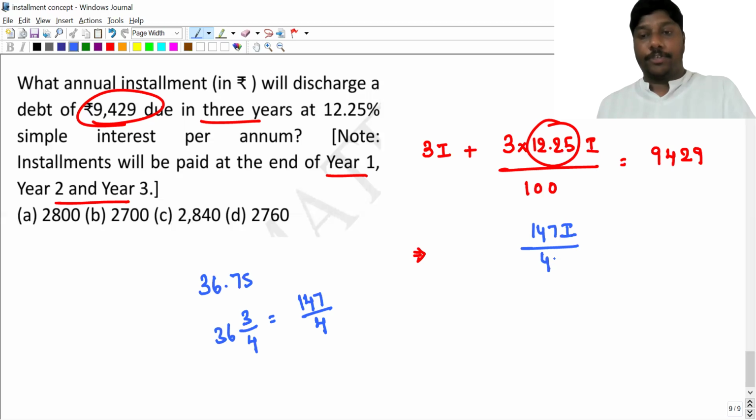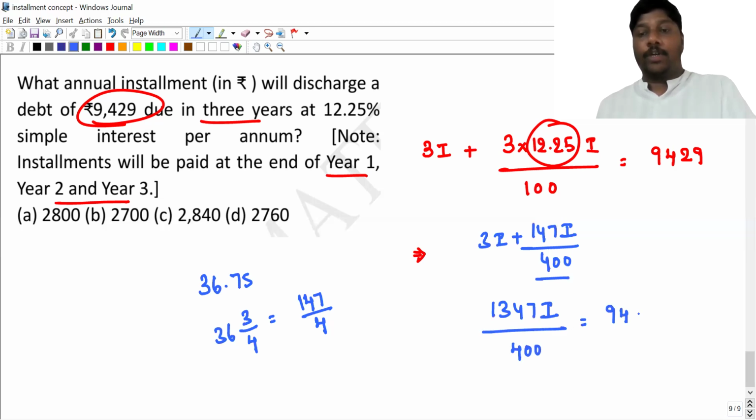147i/400 అని కూడా రాసుకోవచ్చు. ఇక్కడ 3 ఉంది, 3i. సో 1200 plus this, 1347i/400 you write it is equals to 9429. As I said, ఇక్కడ వచ్చిన నెంబర్ అనేది మనకు పర్ఫెక్ట్ గా 1374 తో మనకు డివైడ్ కావాలి.